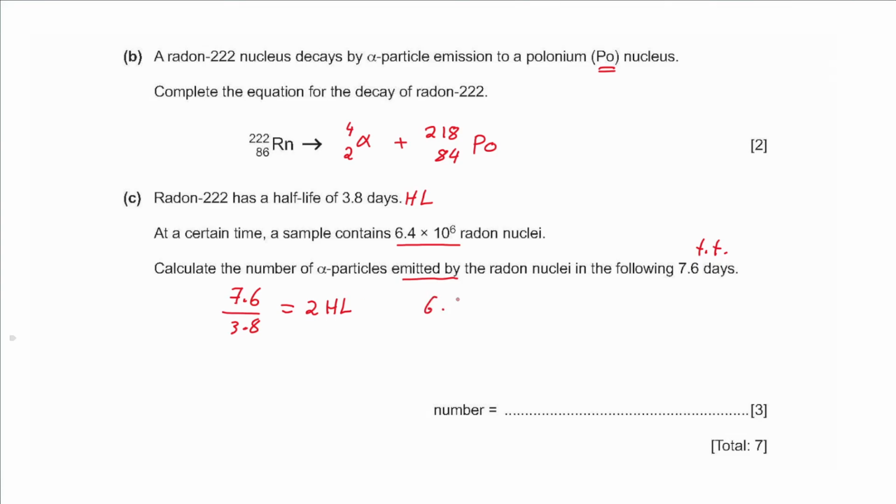So starting with 6.4 divided by 2, that gives us 3.2. Then divided by 2 again for the second half-life, that gives us 1.6. So the remaining is 1.6 and we started with 6.4. So the number of decayed nuclei is 6.4 minus 1.6. That gives an answer of 4.8, but times 10 to the power of 6 here. So times 10 to the power of 6 also in the answer.